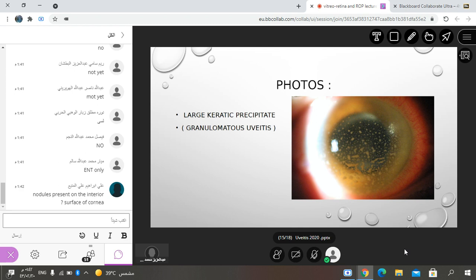Inside the eye, and this is a case. For example, this one, just wait. This is KPs. You can see the cornea, and these KPs, these keratic precipitates, are inside the cornea. It's not over the epithelium, no, it is inside. And this is large KPs. It's called mutton fat KPs, large KPs. It's granulomatous uveitis.